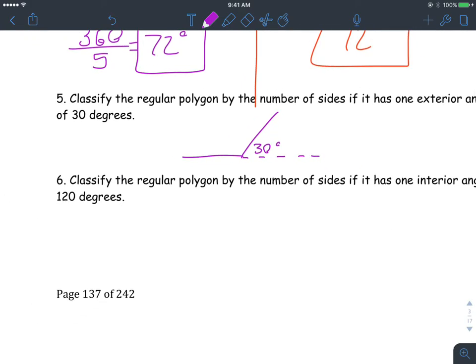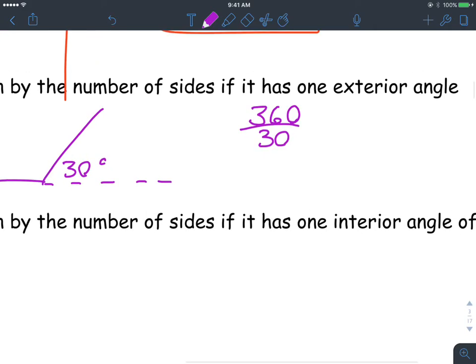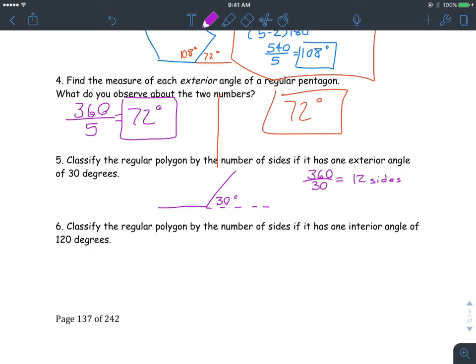But if one of them is 30 degrees, what you can do is take your 360 degrees and divide it by 30 to work backwards to figure out how many sides you have. And that'll get you 12 for that answer. And that's a little bit easier to do.